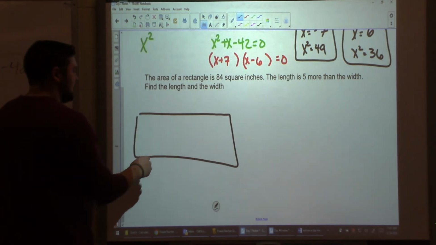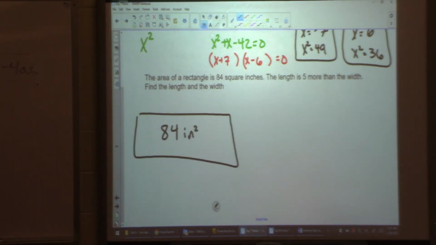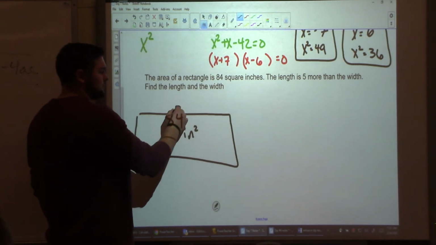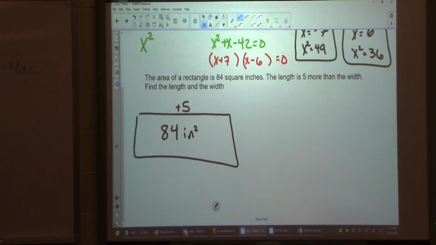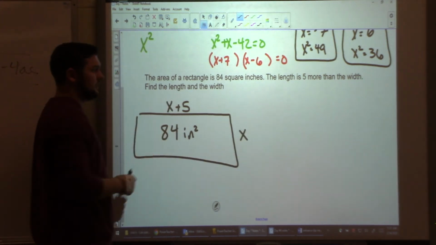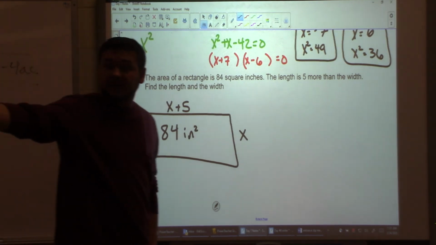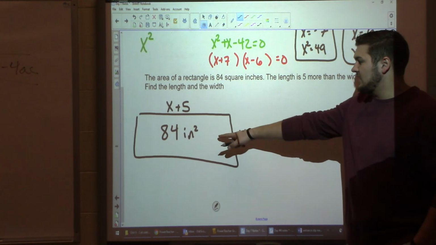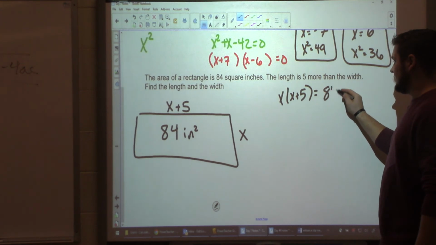Okay, let's start with that then. The area of this rectangle is 84 square inches. And the length is 5 more than the width, which means it has to be plus 5 to whatever my width is. Well, what do you want to call the width? X. Which means the length has to be x plus 5. Perfect. If I'm doing area, length times width has to be 84. So x times x plus 5 has to equal 84.